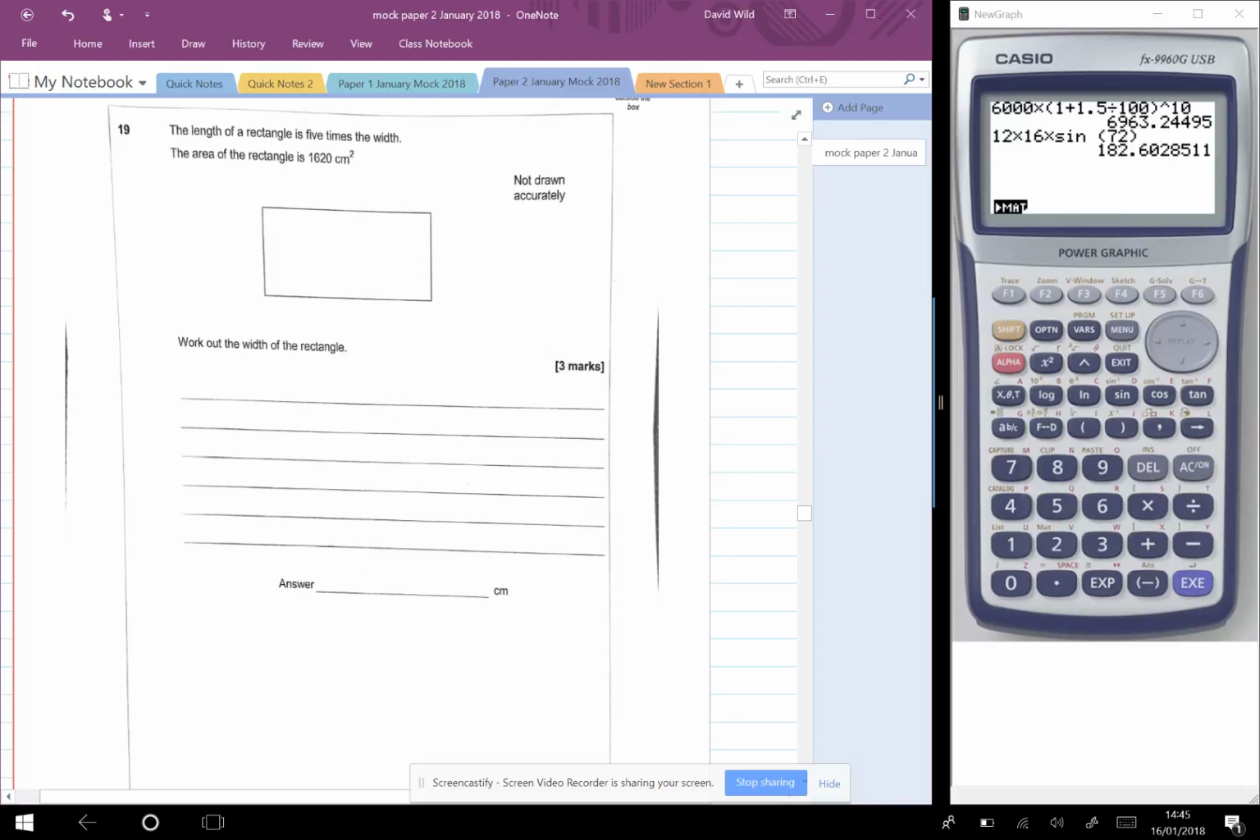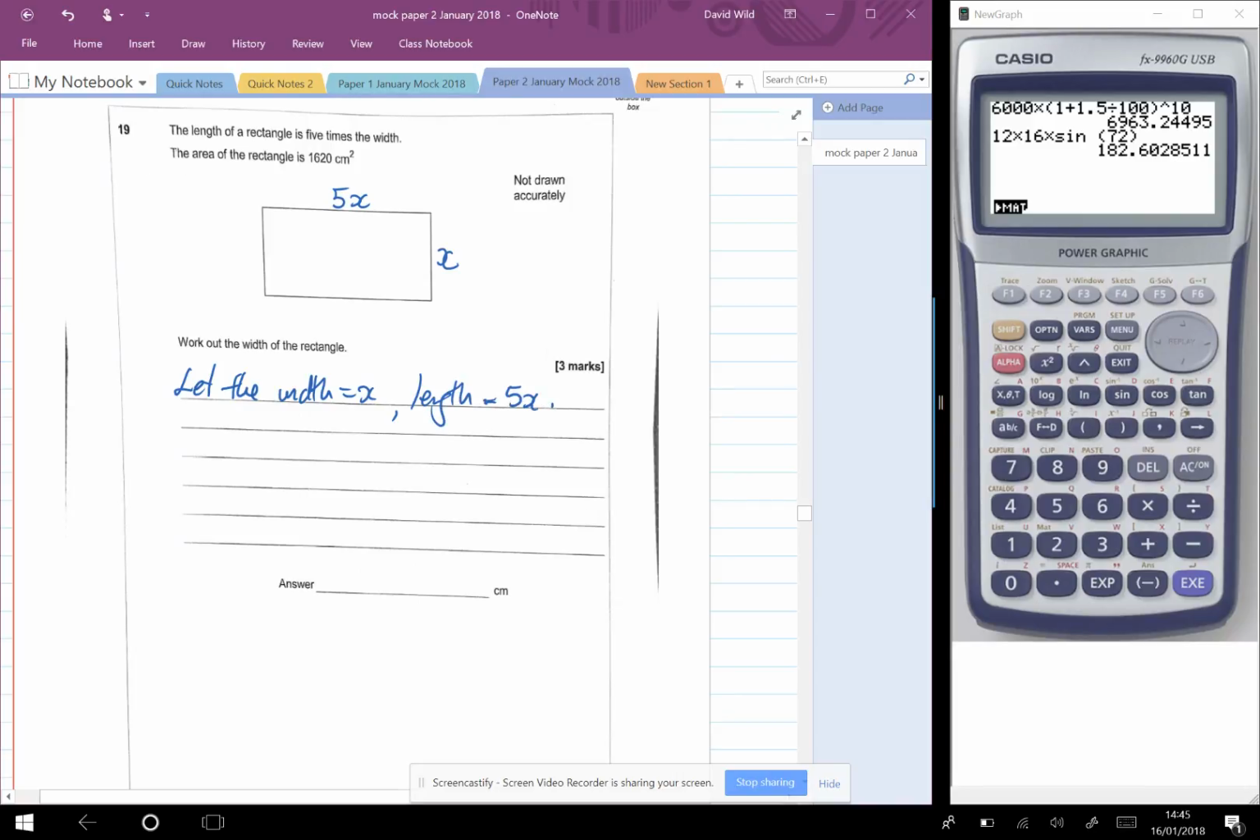Question 19. The length of a rectangle is 5 times the width. Well, we don't know what the width is and we don't know what the length is. So what do we do in questions where we don't know something? Give it a letter. Okay, so let's say this width is x. The length is 5 times the width. So this is 5x here. So we might say something like, let the width equal x and the length is 5x.